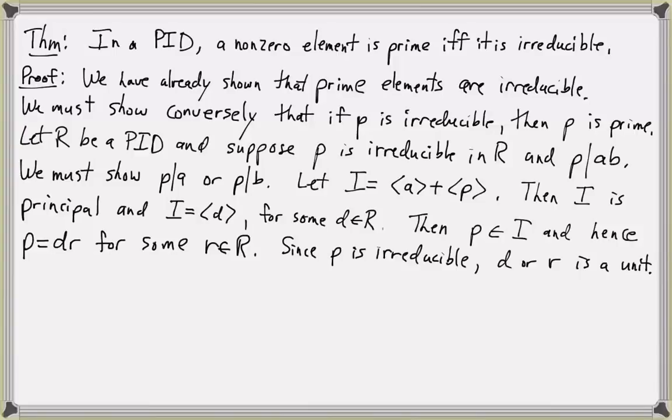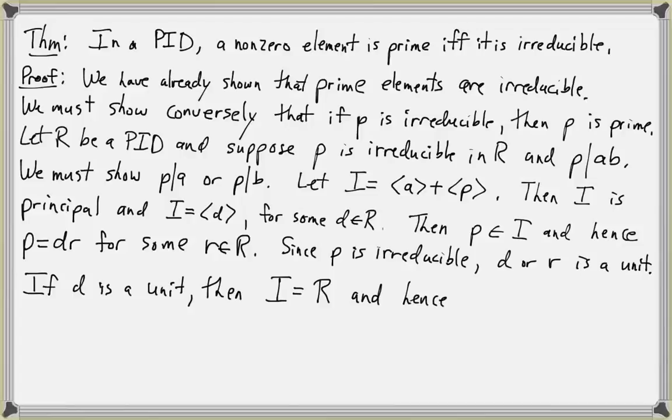If D is a unit, then D is contained in the ideal I, and since I contains a unit, I must be the whole ring R, and hence the identity must be in the ideal I. Recall that I was the ideal generated by A plus the ideal generated by P, so that means that 1 can be written as A times some element X plus P times some element Y.